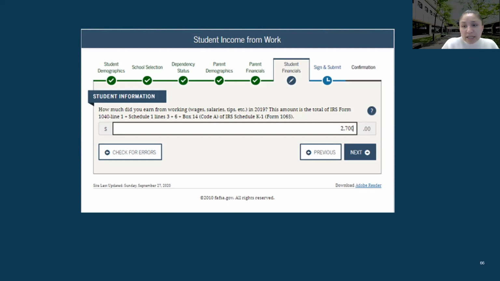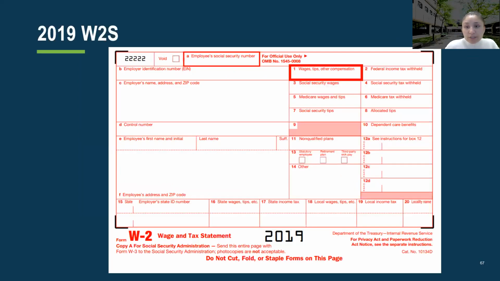You could also look at your W-2s to identify your wages. And by looking at your W-2s, you will look at line 1, where it says wages, tips, and other compensation. Your W-2 may look different, but it will be under box 1 always. So keep that in mind, okay? So if it doesn't look like this, you're going to look under box 1.